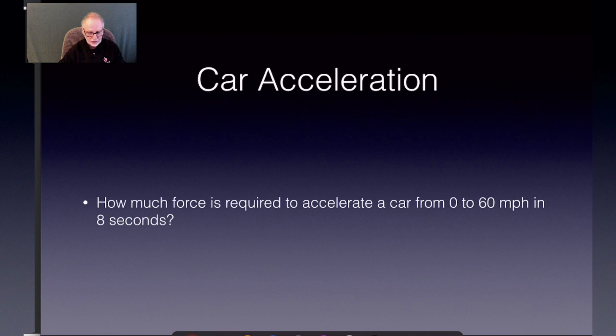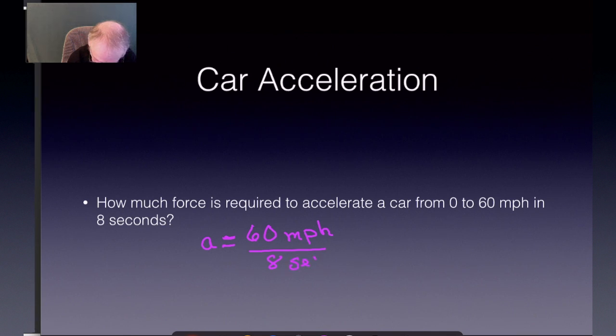All right, so let's talk about a simple problem here. If I've got a car, how much force is required to accelerate a car from 0 to 60 miles per hour in 8 seconds? Well, we've already talked about how to calculate acceleration for this system. So we're going to go ahead and do this here, if you'll bear with me for a few minutes. And so we know that we can calculate acceleration by looking at our change in velocity. And the change in velocity is 60 miles per hour, I'm just going to use mph for miles per hour, divided by the time of 8 seconds. So that's going to be our acceleration.